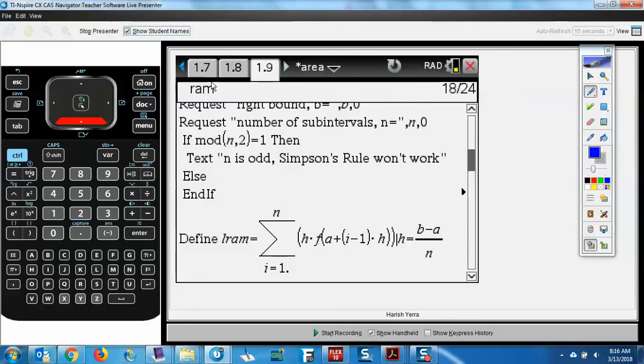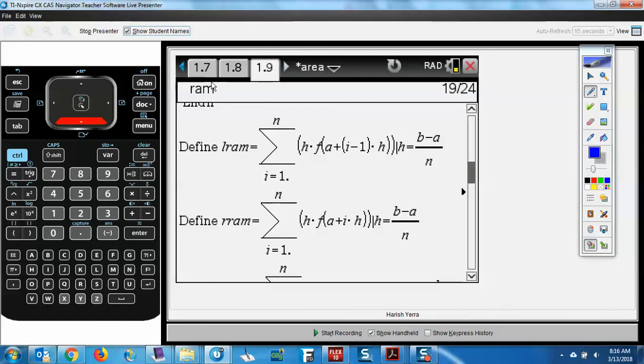And then this is just a sigma, this is just to add them up, okay? So this is like your left, I just called that LRAM. But H is defined over here, so I got a vertical bar width, H equals B minus A over N, so H is just, I just used H for the width. And then if I starts at 1, this would be A plus 0H, and then when I is at 2, this would be A plus 1H, and then A plus 2H, and so just add on a width, just keep adding on a width.